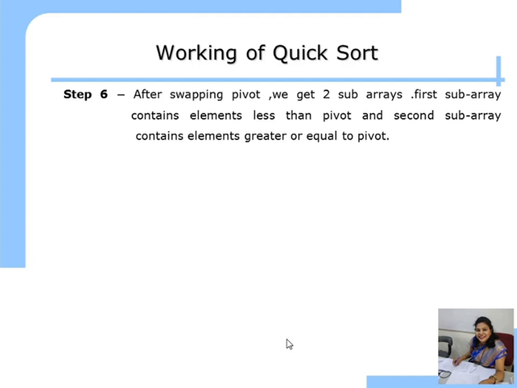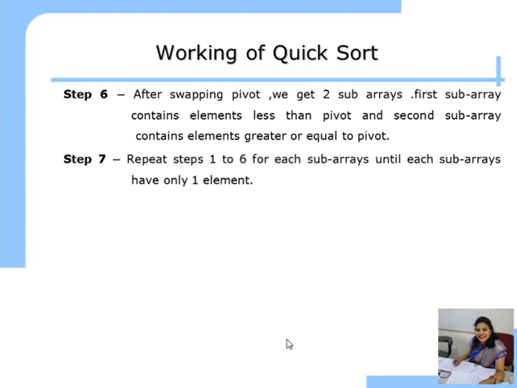The first subarray contains the elements less than the pivot, whereas the second subarray contains elements greater than or equal to the pivot element. We repeat all steps 1 to 6 for each subarray until each subarray has only one element. We continue this process until each list has only one element. Why? Because one element is always sorted.